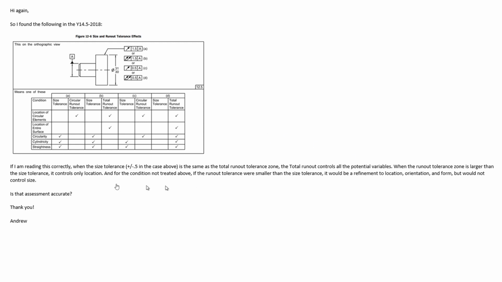Really, the only thing here is that it will control orientation as well. Rule number 1, remember, does not control location or orientation. It only controls the physical size and form of the feature. For example, if I ripped off the feature and had it floating around in free space, that is what rule number 1 will actually control. It does not control how it relates to other features or other datums on your part.